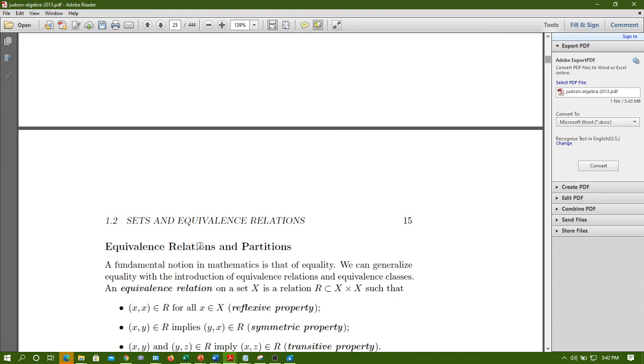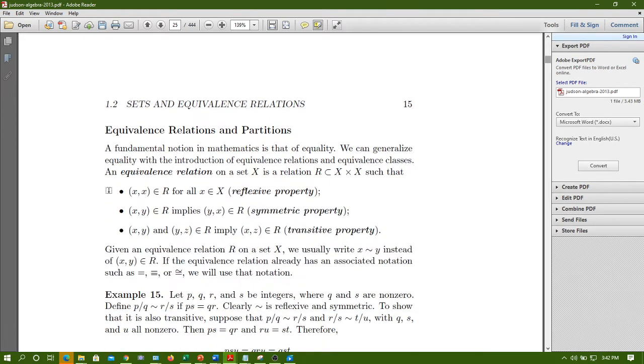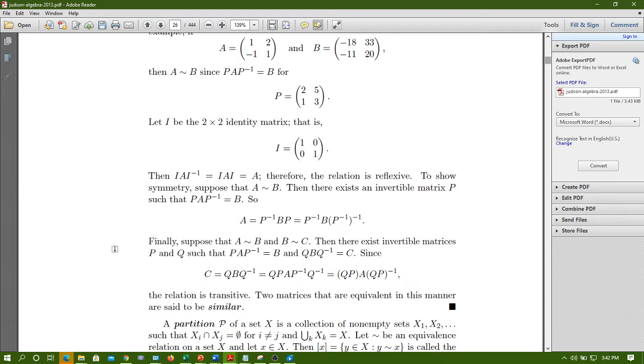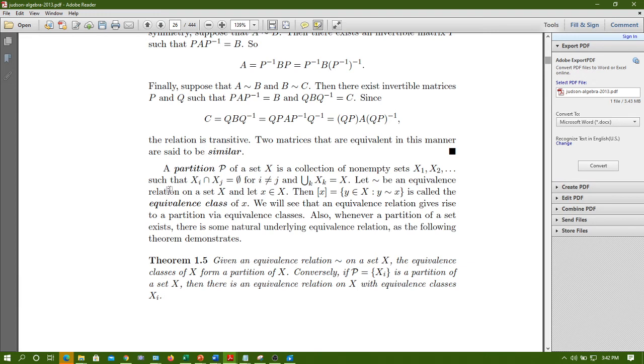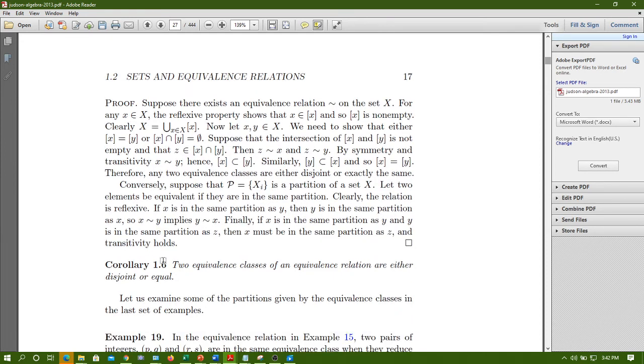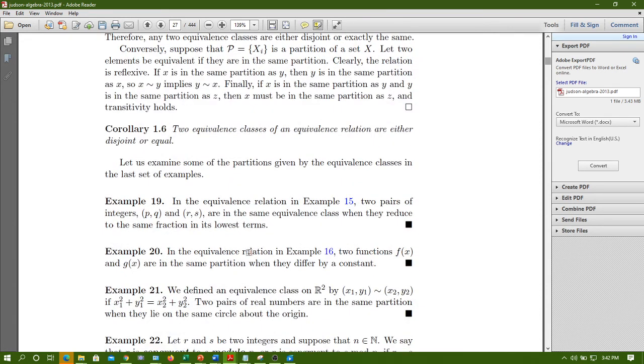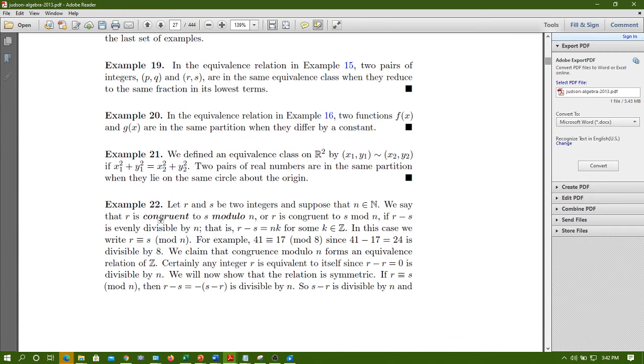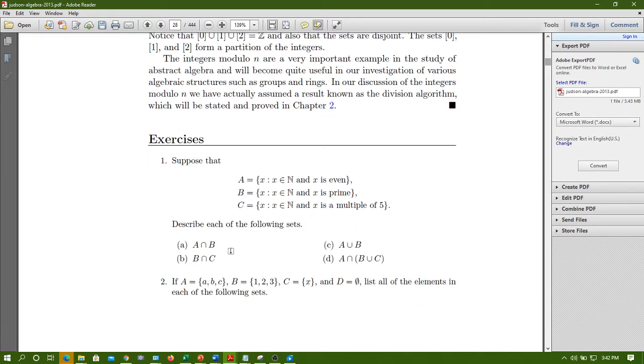So equivalence relations and partitions are discussed today, and these are the properties: reflexive, symmetric, and transitive. We have also examples here. Okay, partition P, similar equivalence classes of X, and then what still? Equivalence classes. You have watched it in the video presentation. Congruent to s modulo n. So we will be dealing with modulo n maybe next week. And then here are some exercises that I might give you on Thursday.